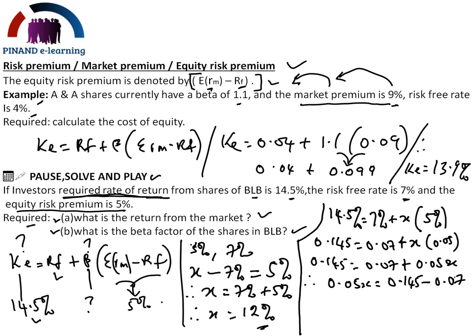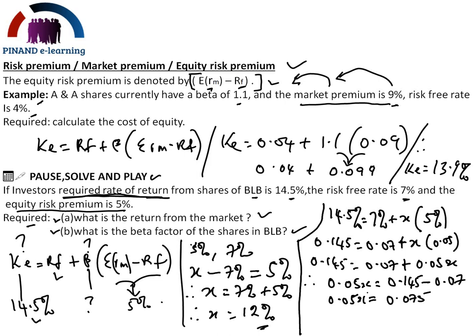Move all like terms together and the rest of them. Once you move to the other side, it becomes minus. This will become 0.05x is equal to 0.075. Just cross check your calculator, make sure it's correct. I know it's correct. All right, let's move on.